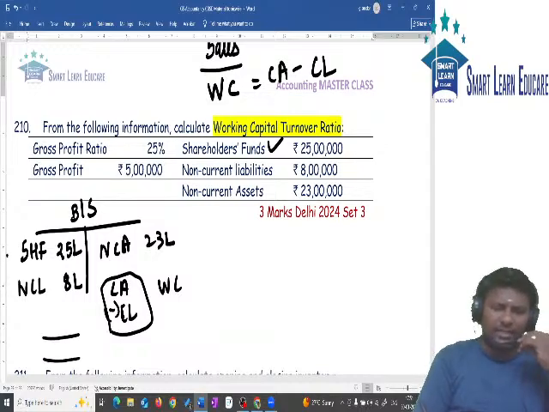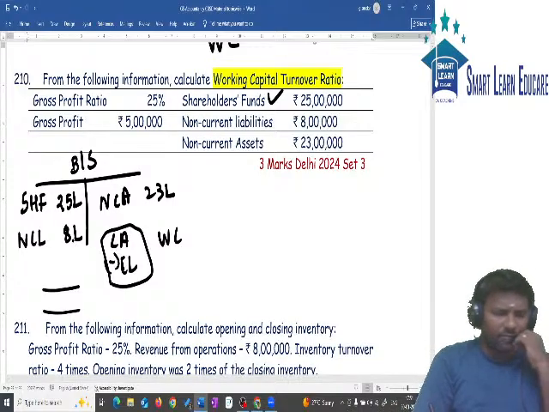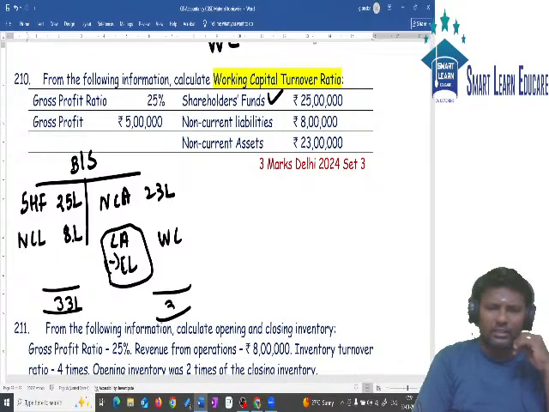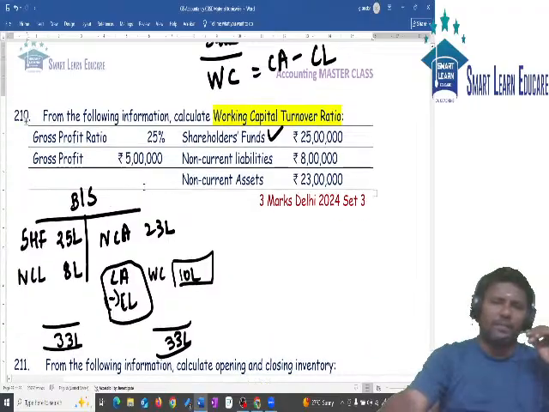Now, what is your liability side total? 25 lakh plus 8 lakh will give you 33 lakh. Okay, what is your asset side total? 33 lakh. Now, what is the balancing figure? Working capital is arrived as a balancing figure. What is the amount of working capital? Working capital is equal to 33 lakh minus 23 lakh, which gives you 10 lakh. So, working capital we have found.